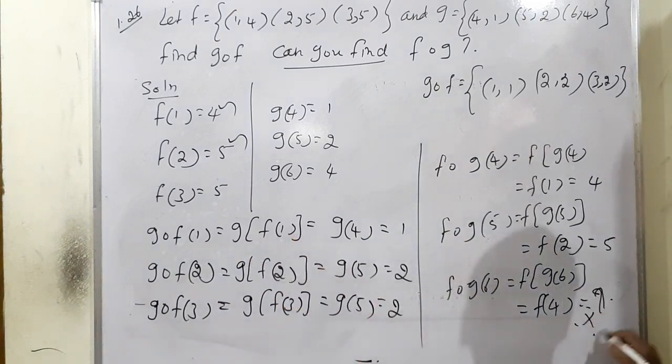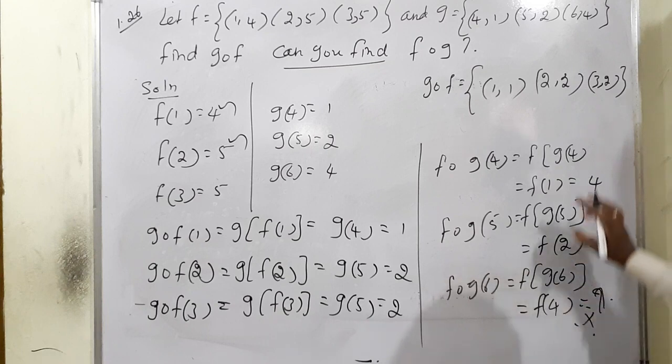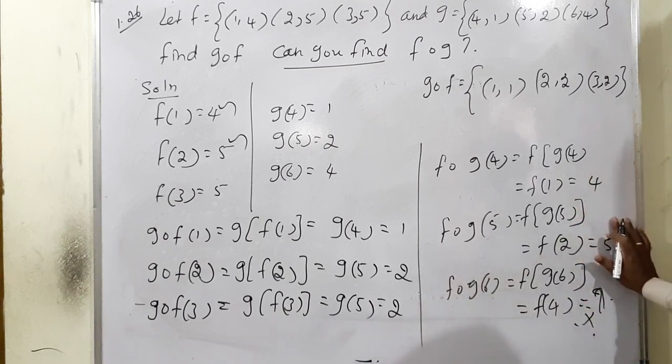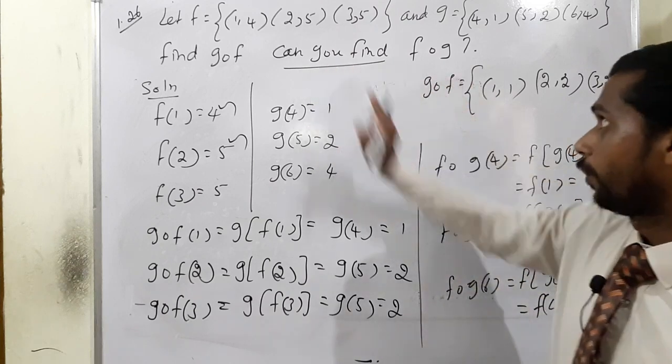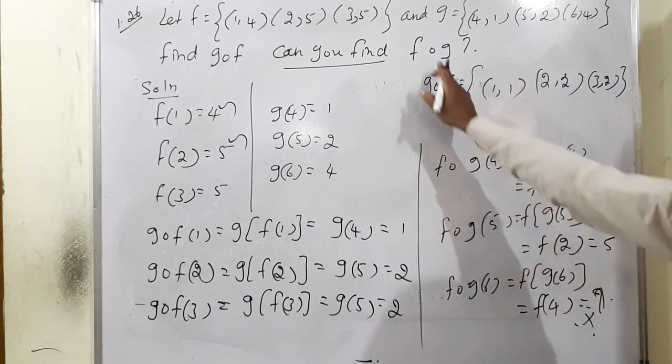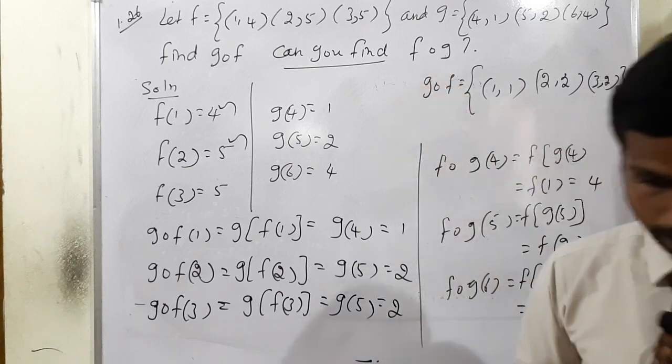Okay, there is no value. So the first two values are there, but if any one value is not equal, definitely we can say this is not defined. That's why they are asking the question, can we find? So, definitely we can say f dot g is not defined.